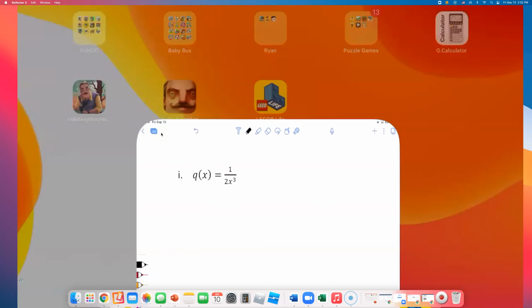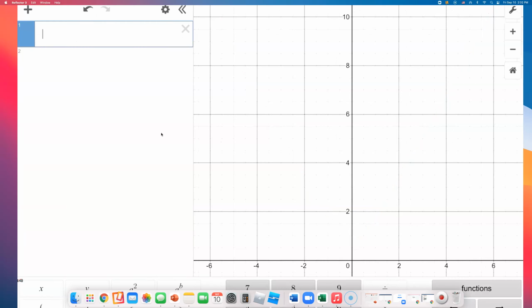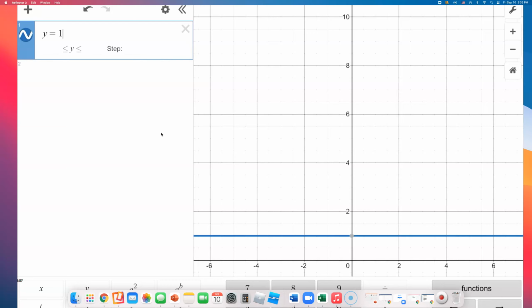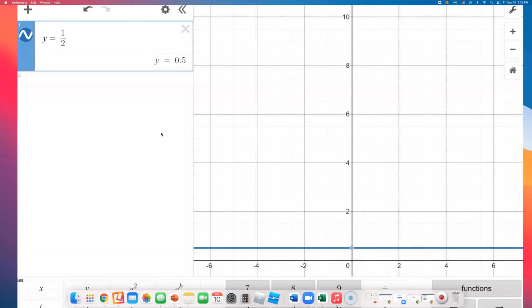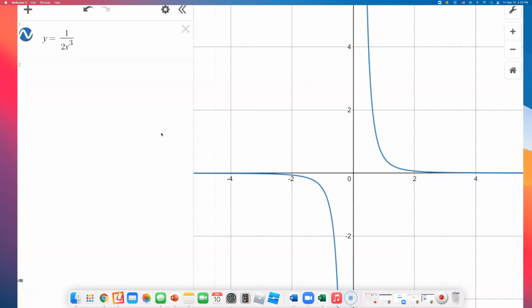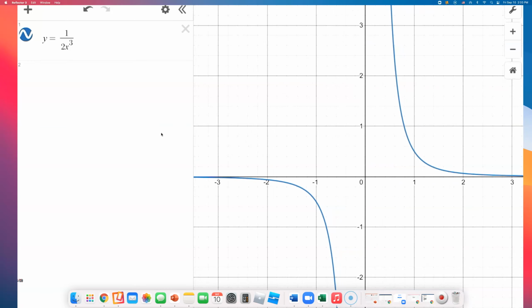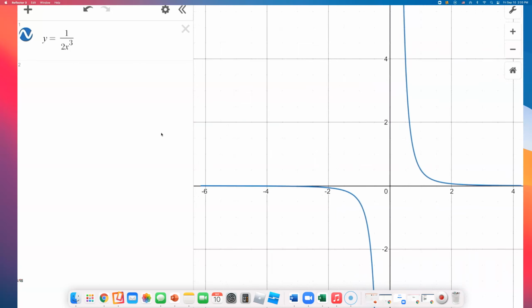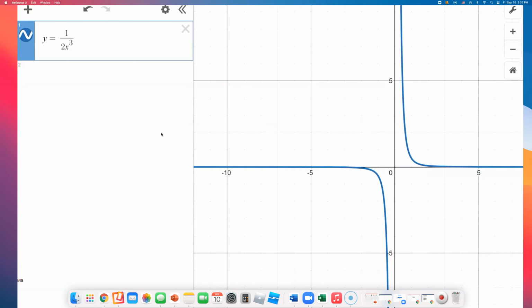All right, last one. I have 1 over 2x to the third. What does it look like? I do y equals a fraction. How do I make it a fraction? Okay, I'll just do 1 divided by 2 times x to the third power. All right, by the look of it, this looks like an odd function, right? I have this piece in the first quadrant. If I go to the diagonal quadrant, the third, it's flipped upside down. This looks like an odd function. So let's confirm this.